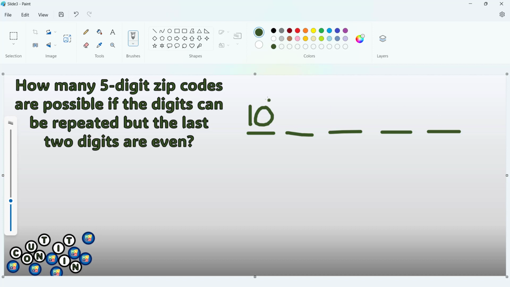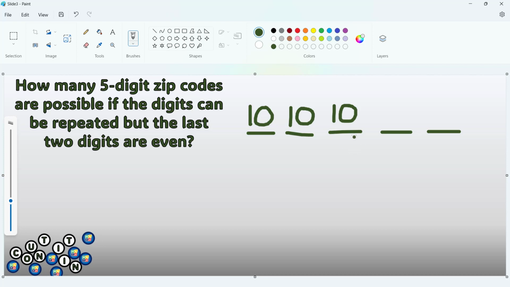This would mean that even if we are going to use here, say for example 1, it is still possible for the second digit. Hence, we are going to use here the same number of digits, still 10, because the digits here can be repeated. This is also true for the third digit. We can also use here 0, 1, 2, 3, 4, 5, 6, 7, 8, and 9.